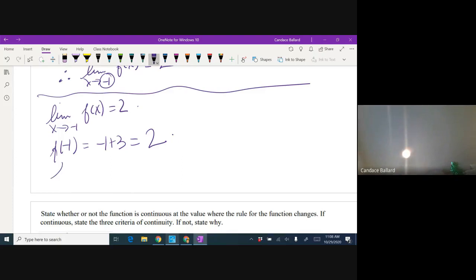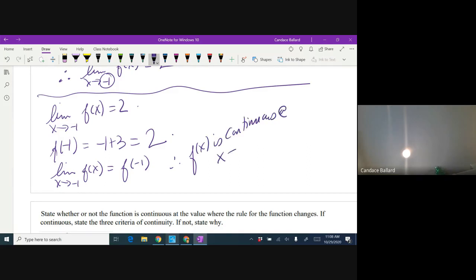And then you're going to say the limit as x approaches -1 of f of x equals f of -1. Then say, therefore, f of x is continuous at x equals -1.